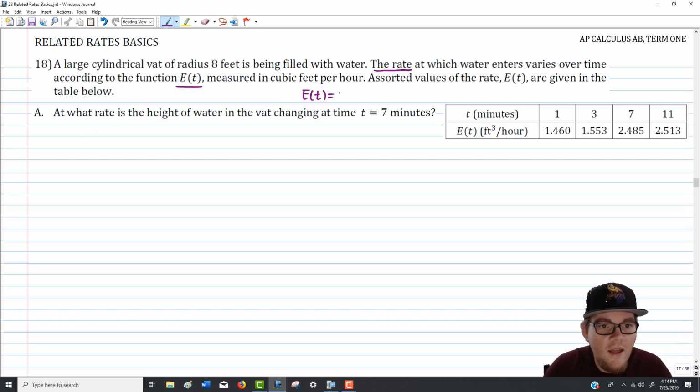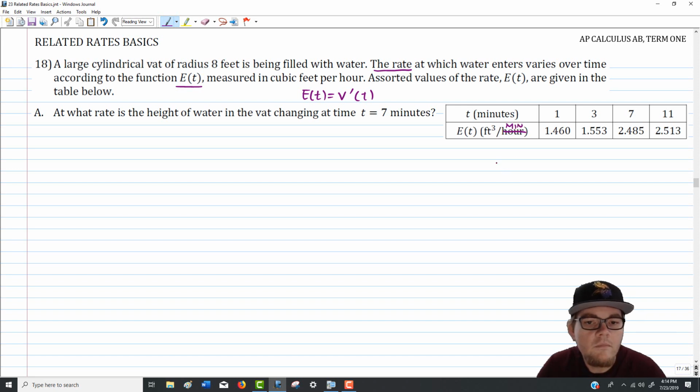The reason I say that is simply that, looking here, look at how it's measured. E of t is measured in feet cubed per hour. That's a volume rate of change. And it says hour here. I've got to make sure I've got the minutes right. I think this is per minute, sorry. So that's feet cubed per minute. And then over here they're giving us the rate of change of the volume.